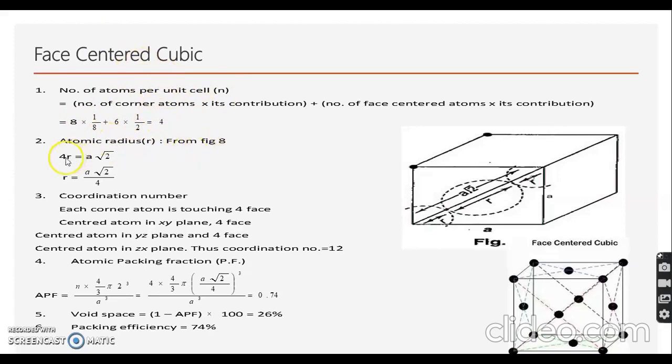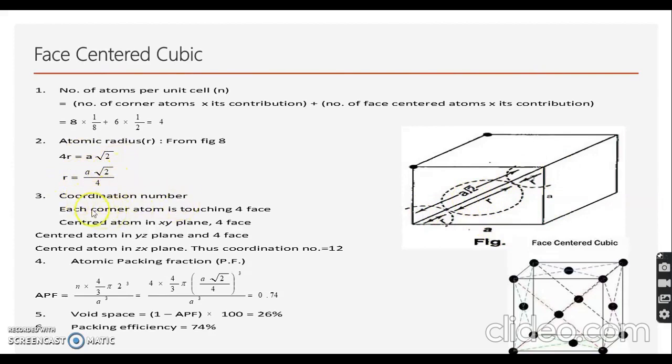Atomic radius will be 4r is equal to a root 2. Just have a look at this. We will see the face diagonal. So this is r plus 2r plus r. This is 4r. And this is a root 2, because if you take Pythagoras, then a square plus a square will be this side, and if you take the square root of it, then it will be a root 2. So therefore, 4r is equal to a root 2, or r is equal to a root 2 by 4.